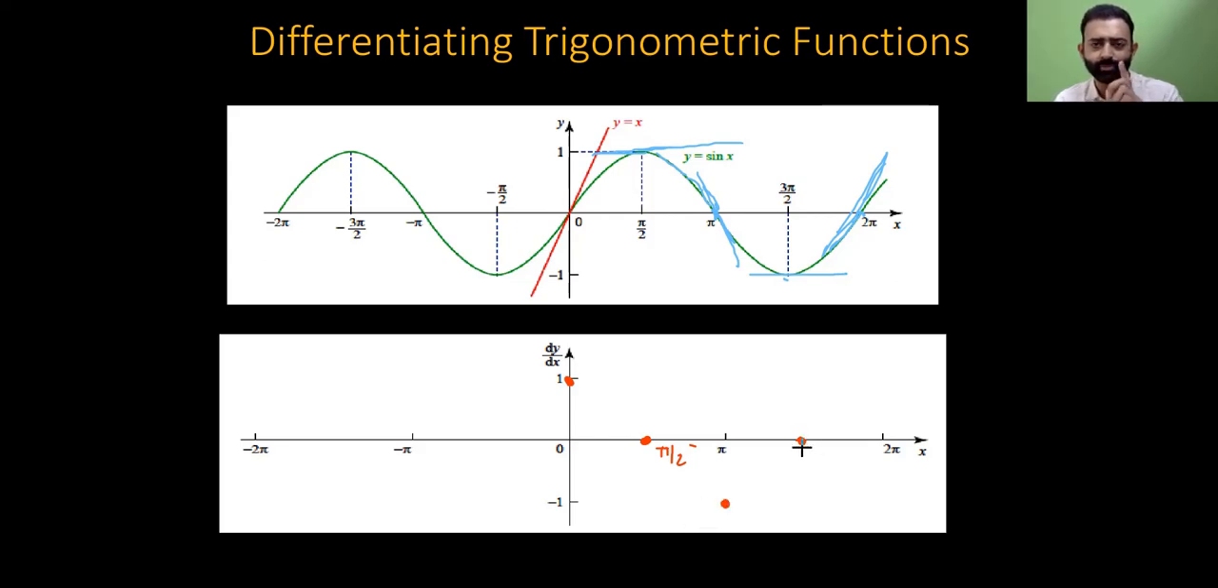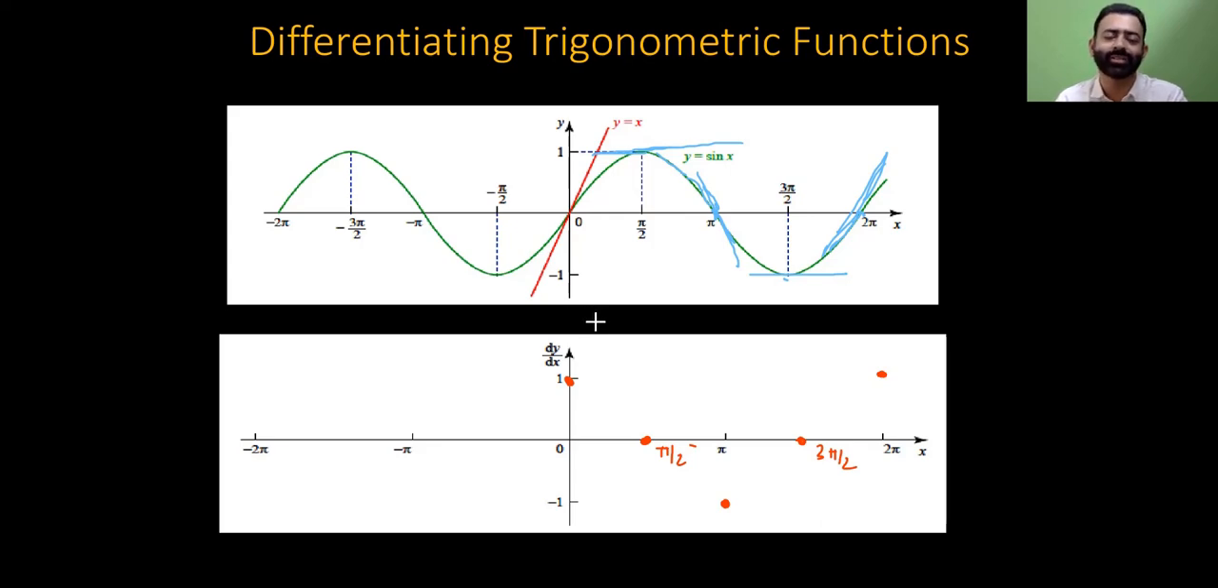At x equal to 3 pi by 2, gradient is 0, and at x equal to 2 pi, the value of the gradient is again 1. So, to my knowledge, I have learned that these points always lie on a special type of function, which is just the younger brother of sin x. We say this is cos x.